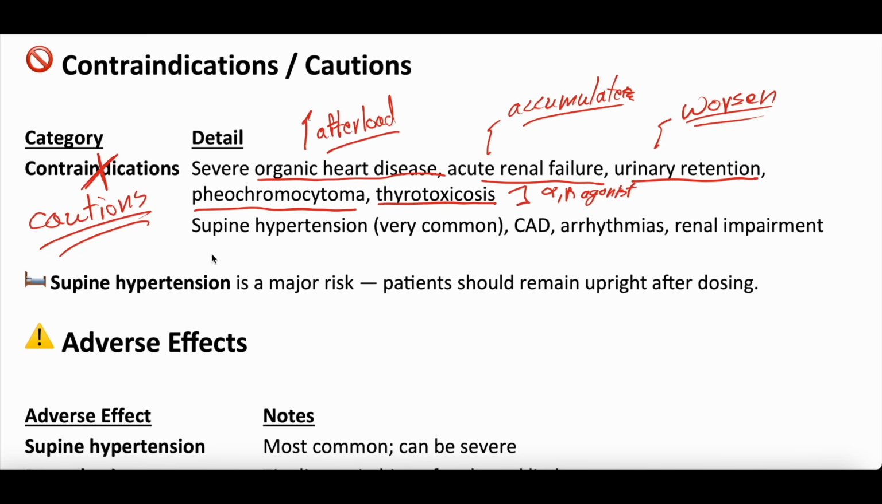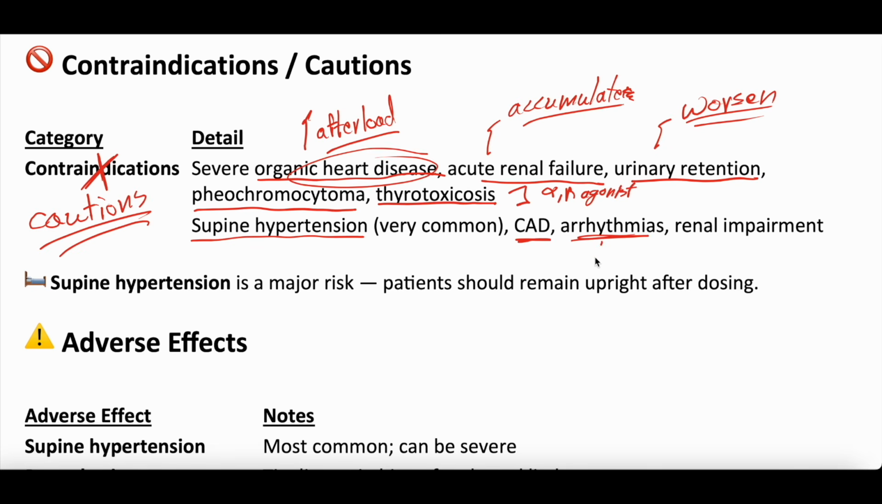Other things to think about is supine hypertension. This drug can cause supine hypertension, right? Patients, when they lay down, can sometimes have this severe reflex hypertension when they're on midodrine. So some people even suggest not giving the drug before a patient goes to bed because that patient will then lay down and can sometimes get this high blood pressure when they're laying down. Coronary artery disease, for the same reason we talked about organic heart disease.